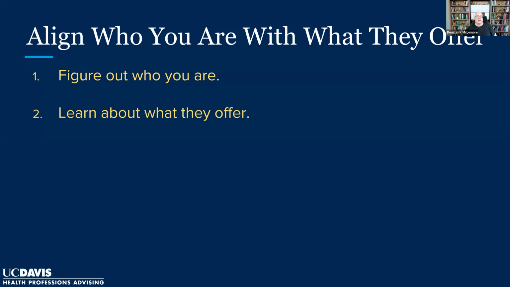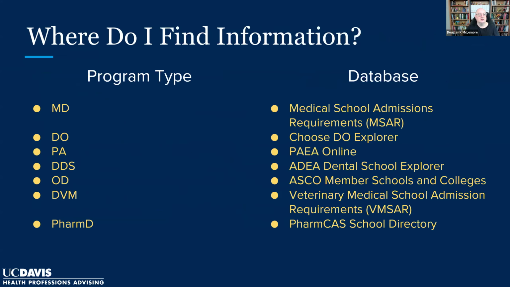Another thing that I think is important to look at is to learn about what the school is offering back to you. And there's several ways to do this. One of those is to look at one of those application services. So I'm going to jump to that real quick. So where do I find information about different application services? I would go to one of these places. If you're going into medicine, you would either be using the MSAR or the Choose DO or Explorer. That's what that's called, to find out about MD schools and to find out about DO schools.